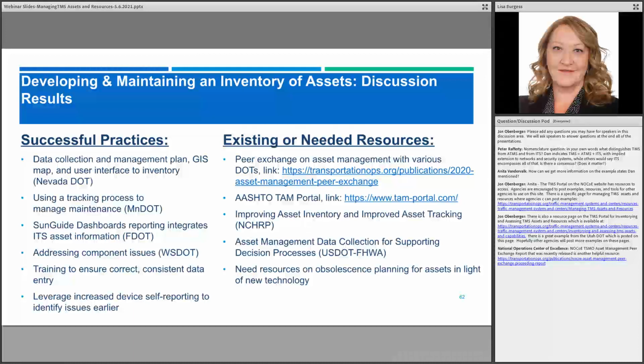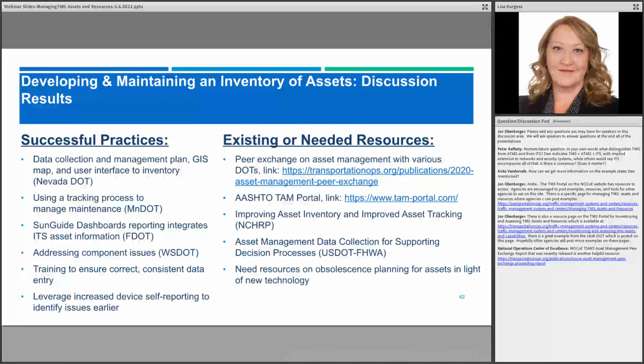Minnesota DOT uses some different types of tracking processes. SunGuide has a lot of that information available through some of those established dashboards. And we'll talk about some of the dashboards a little bit later on in the slides. There's a lot of different approaches here and some different successful practices.